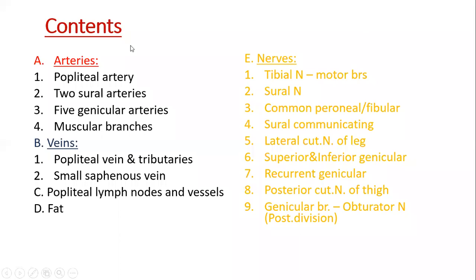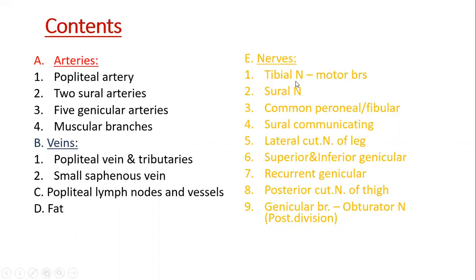So the contents of the popliteal fossa, they can be divided into arteries, veins, nerves, and miscellaneous structures. So in the arteries, we have popliteal artery, along with its two sural branches and 5 genicular branches, as well as muscular branches that are given off to the muscles forming the boundary, inferior boundary especially, of the popliteal fossa. Veins include the popliteal vein and its tributaries, also the terminal part of small saphenous vein.